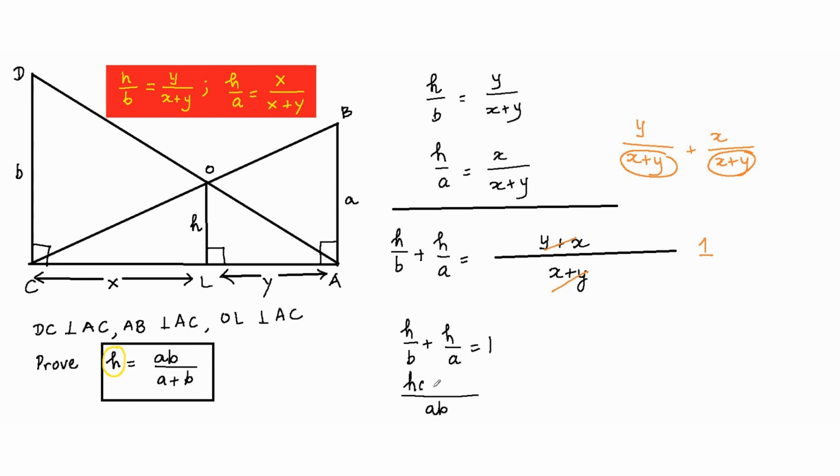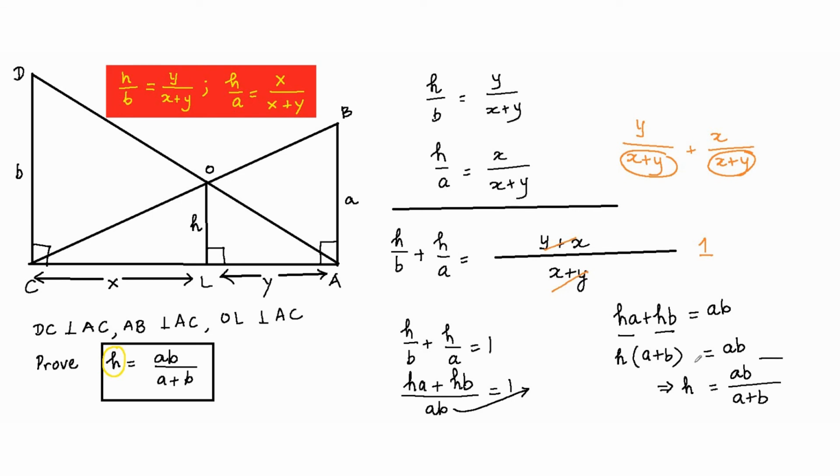H gets multiplied by a, so this is HA, and b gets multiplied by h, so this is HB equals 1, which means HA plus HB is equal to a multiplied by b, shifting the AB to the right hand side for multiplication. Taking h out as common from this, I get h bracket a plus b is equal to a multiplied by b, which means h is equal to ab divided by a plus b. And this is the equation for the height h in terms of a and b. And this is what we had to prove, hence proved.